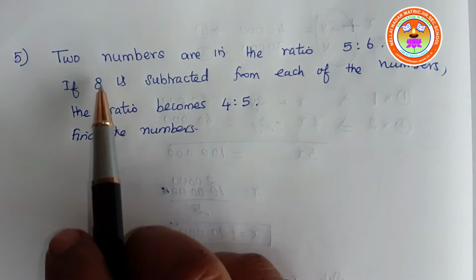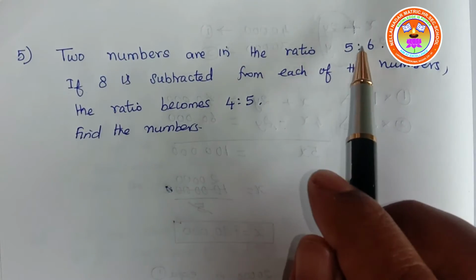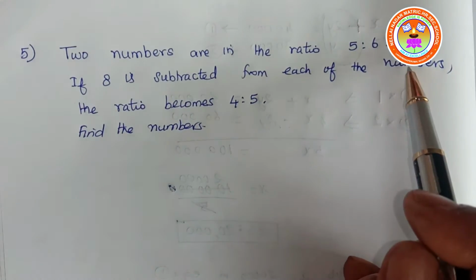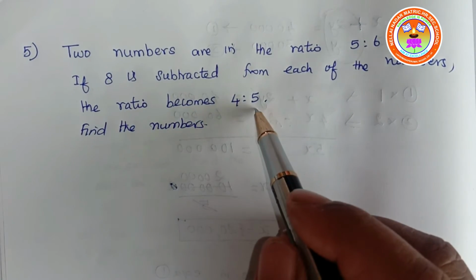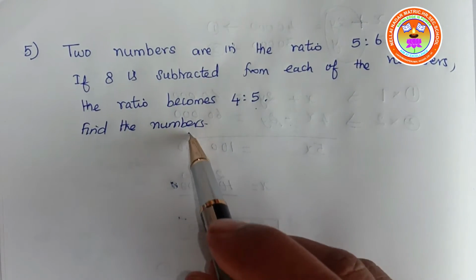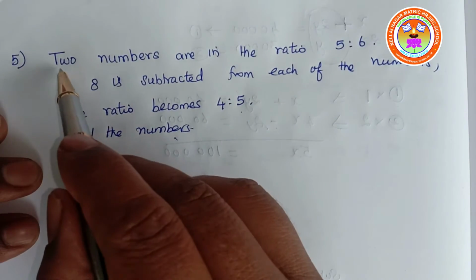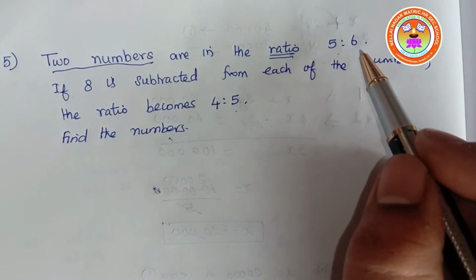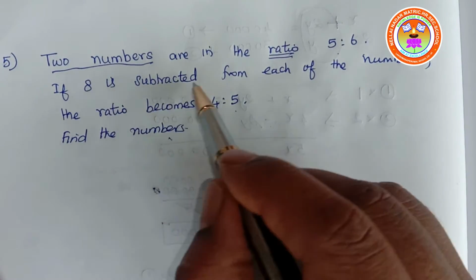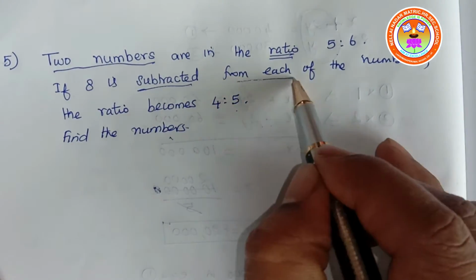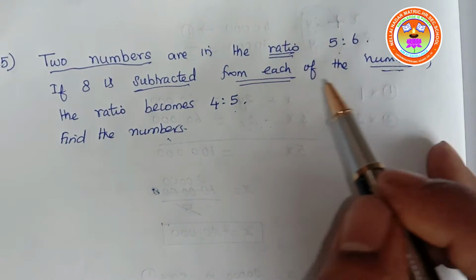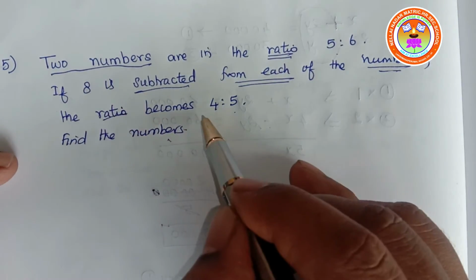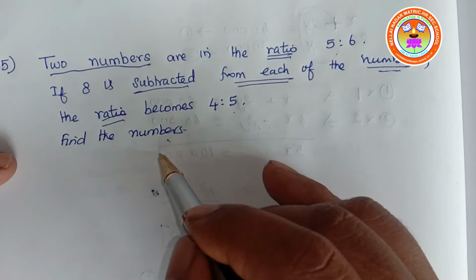Question number 5. Two numbers are in the ratio 5:6. If 8 is subtracted from each of the numbers, the ratio becomes 4:5. Find the numbers. Children, read the question carefully. Two numbers are given in the ratio 5:6, that is the first condition. The second condition: 8 is subtracted from each of the two numbers, and the ratio becomes 4:5.